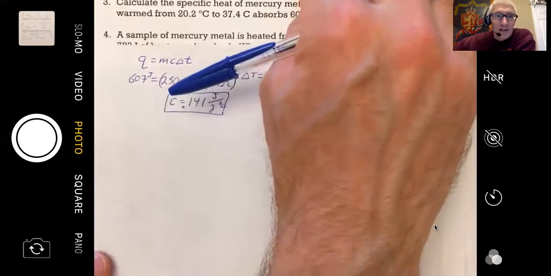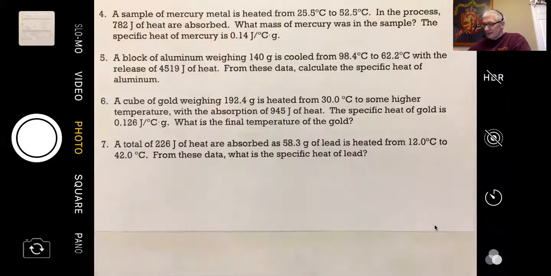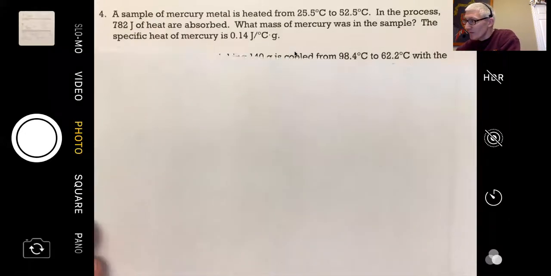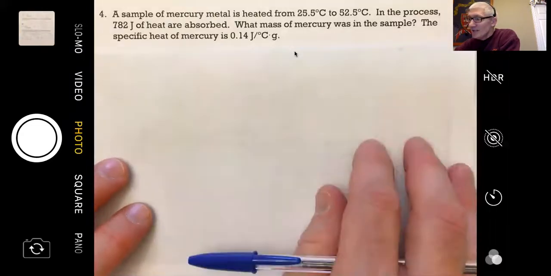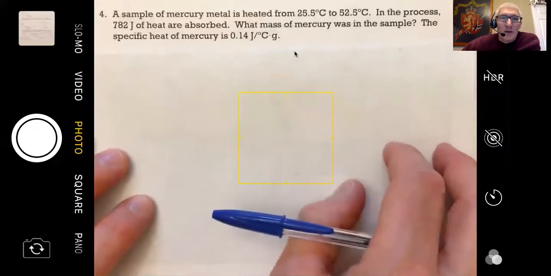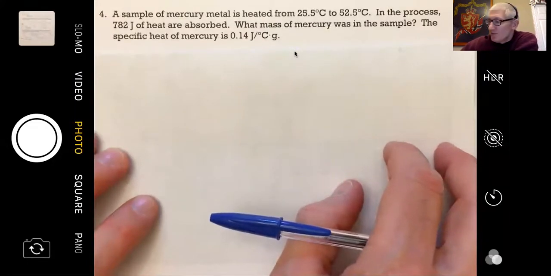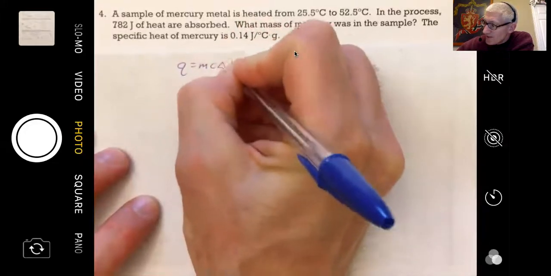All right, let's go ahead and tackle number 4. I'm going to go ahead and fold this just so that we have a little less distraction there. And so we've got our mercury metal. It's absorbing some heat here. It's going from 25.5 to 52.5 degrees Celsius. It's giving us how much heat is absorbed, and it's asking me for the mass of mercury, and it's giving us the specific heat. So again, Q is equal to mc delta T.